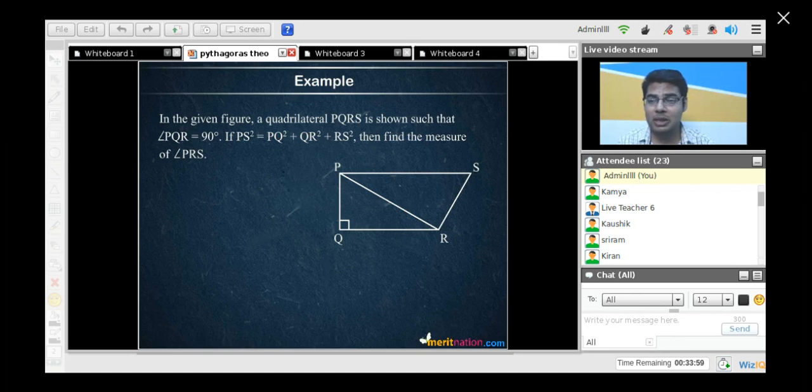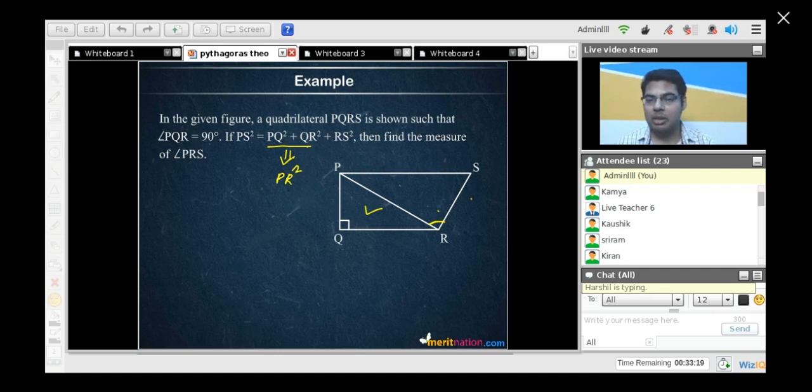So friends, please quickly tell me the angle. We have to find out the angle PRS. Very good. So all of you are just marking it as 90 degrees because we are studying the Pythagoras theorem, or you have solved it? Yes? Okay, fine. So if I apply the Pythagoras theorem in triangle PQR, then what I can directly say is that PQ square plus QR square is nothing but PR square, right or not? Yes, friends?